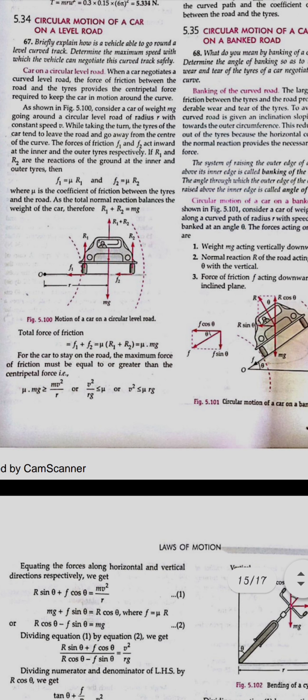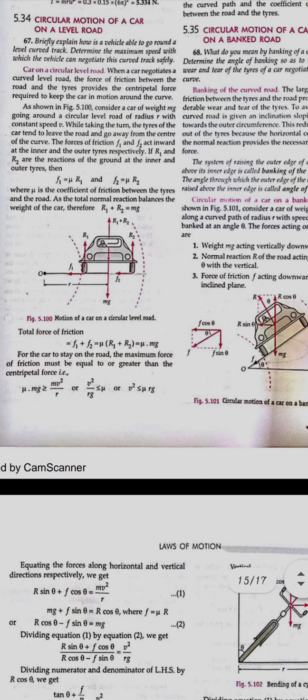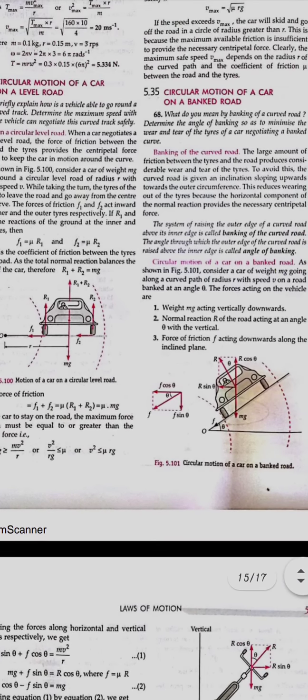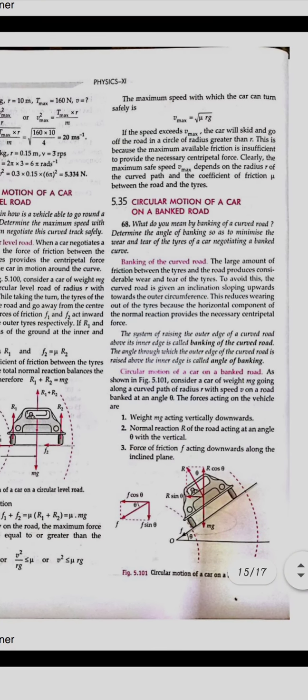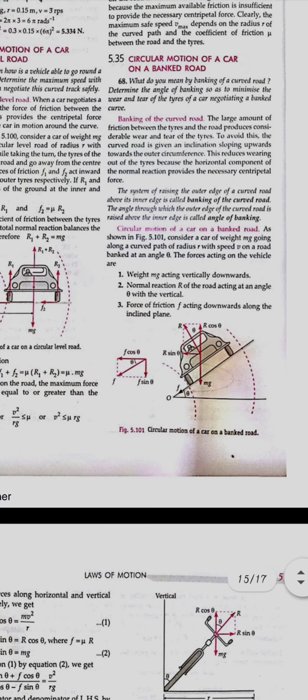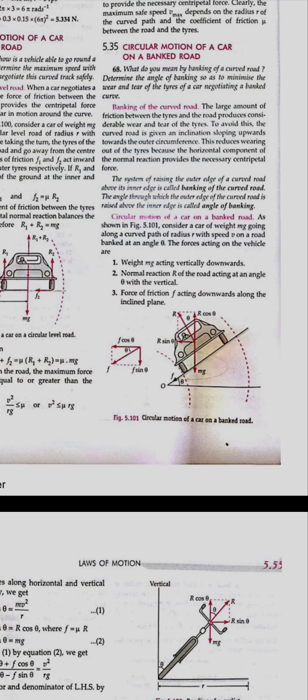So mu mg, that is the limiting friction, should be more than the centripetal force. From here we can write that v square by rg should be less than mu. So the maximum speed of the car should be equal to under root mu rg.